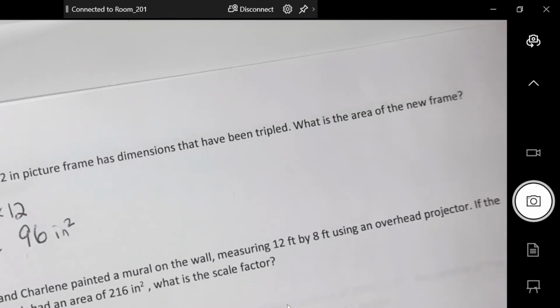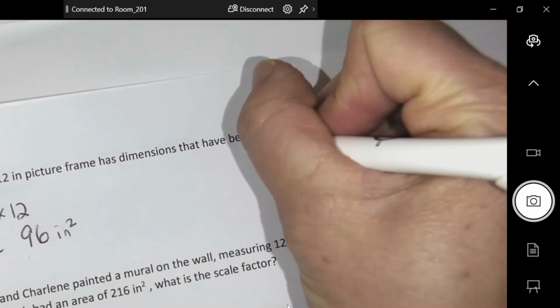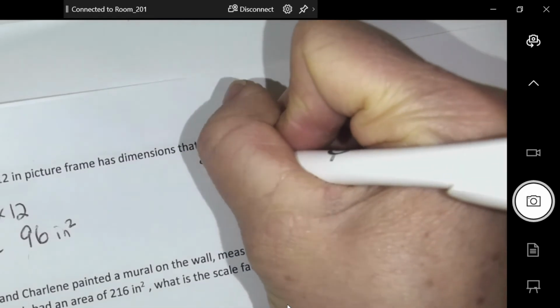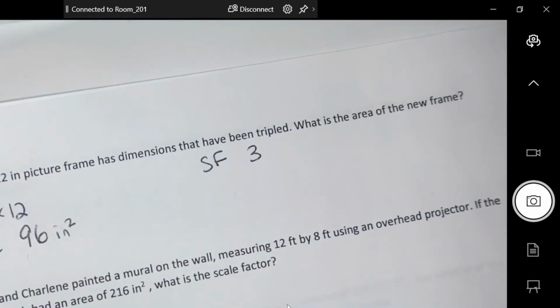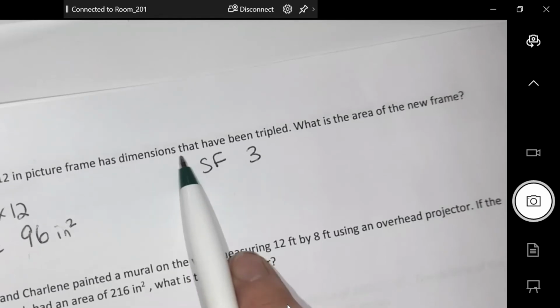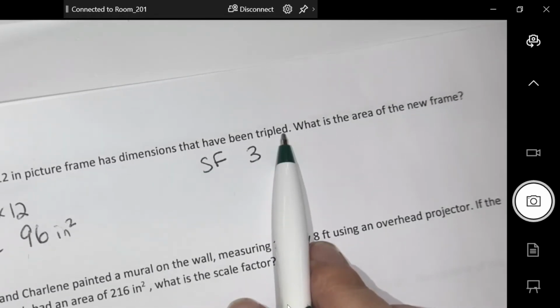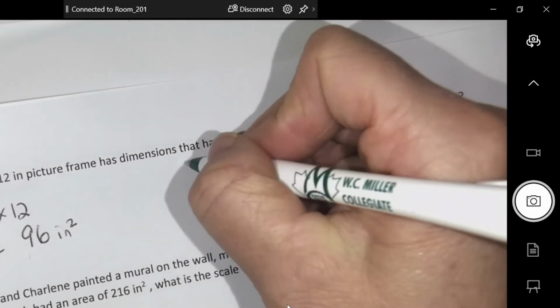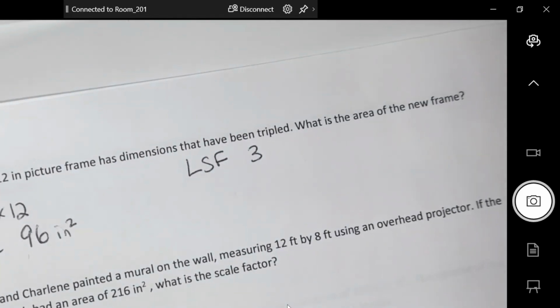Okay, the dimensions were tripled. What number is that? Tripled is the number what? 3. What scale factor am I talking about? So remember we had linear scale factors, area scale factors, volume scale factors. The dimensions have tripled. So that is my just linear. That's how my linear is changing.